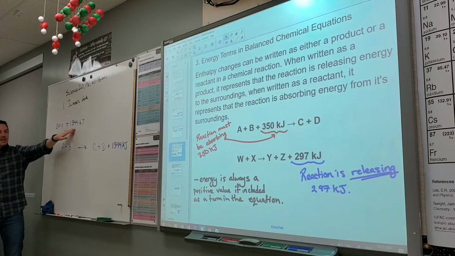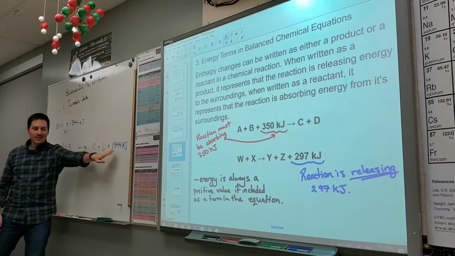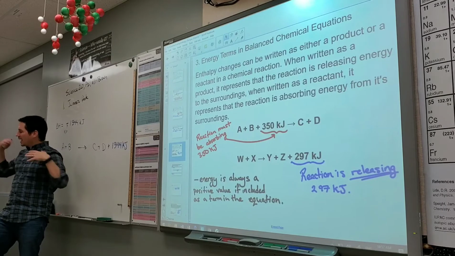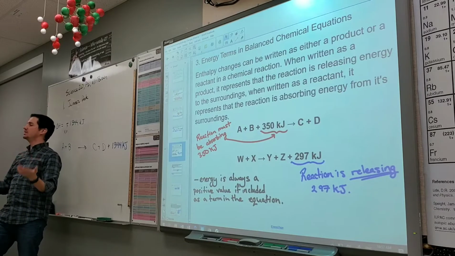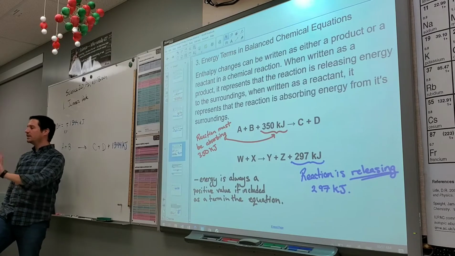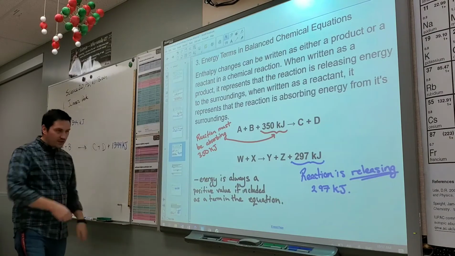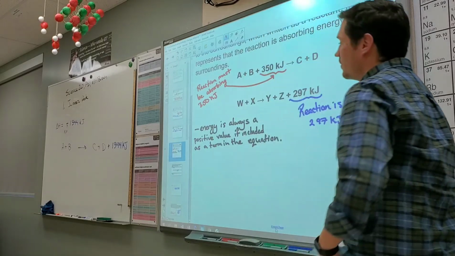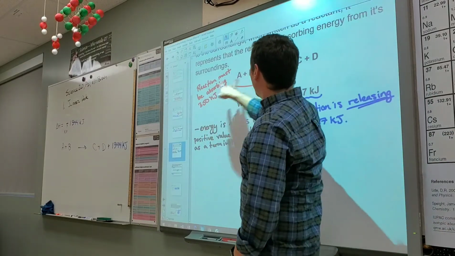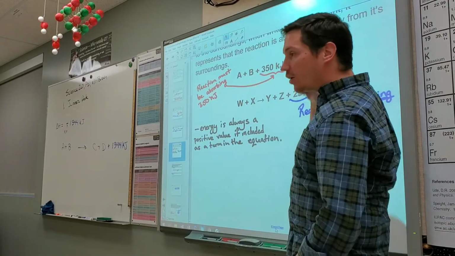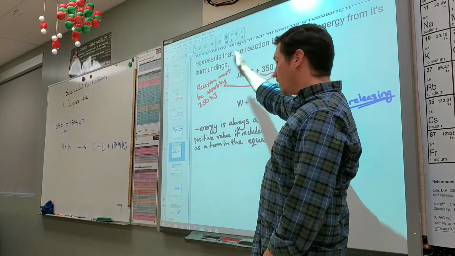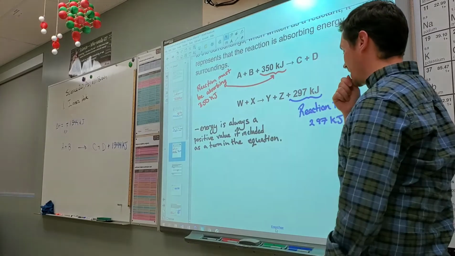If I'm releasing energy, then I must be releasing this much positive energy into the environment. You can't release negative energy. Negative energy doesn't exist. Hopefully that makes sense. So every time you see energy in an equation, you will always see it as a positive term, either on the left-hand side or on the right-hand side.